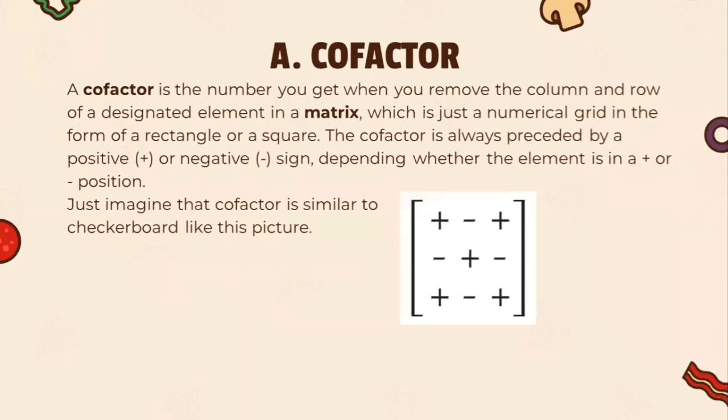A. Cofactor. A cofactor is the number you get when you remove the column and row of a designated element in a matrix, which is just a numerical grid in the form of a rectangle or a square. The cofactor is always preceded by a positive or negative sign, depending on whether the element is in a positive or negative position. Just imagine that the cofactor sign pattern is similar to a checkerboard like this.